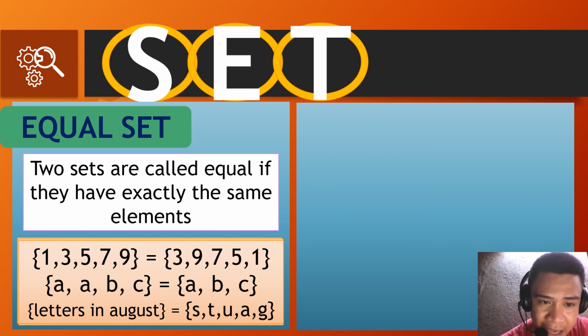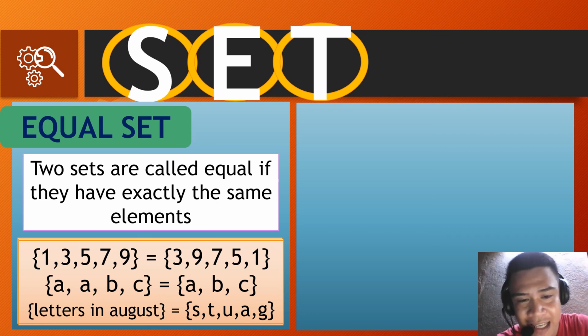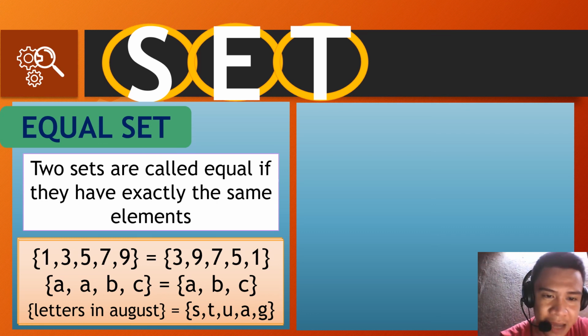And we have AA that serves as single lang po. Iisa lang po yung AA. So we have A na makita sa isang set. We have B and we have C. So they are equal. Last one, we have letters in August. And that is A-U-G-S-T. So hindi na natin uulitin yung U kasi nga iisa lang po yung U.